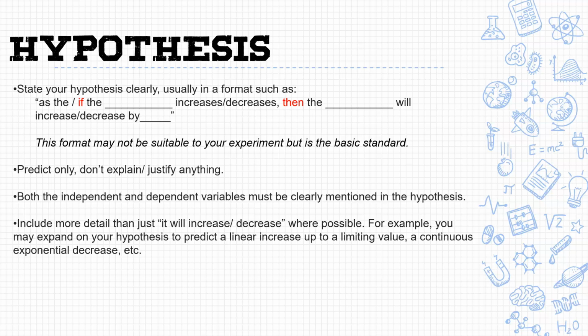So will it be linear? Will it increase by a linear amount? You may also say it'll increase at a directly proportional rate, which is just the same as linear. You might say it increases up to a maximum value before stabilizing. You might say it decreases exponentially. Doesn't matter, but aim to do it that little bit more than just saying increase, decrease.